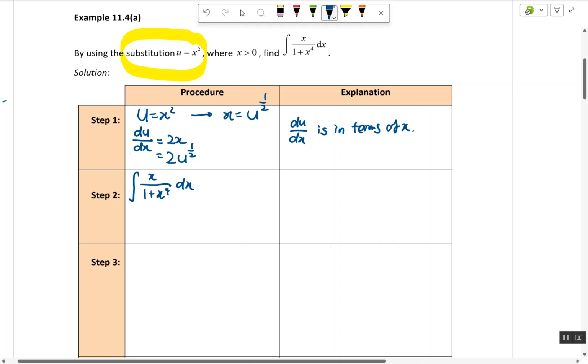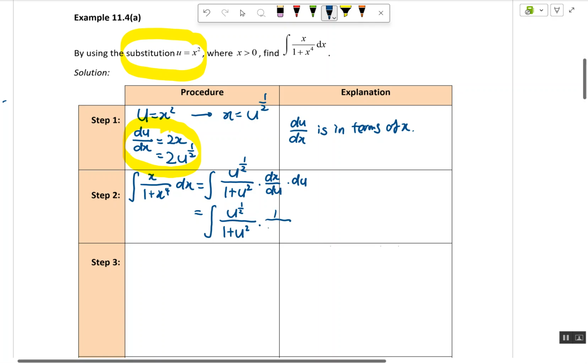So next, I'm going to say that now my integral of x over 1 plus x to the power of 4 dx, I'm now going to change everything into u. Integral of u to the power of half over 1 plus x to the power of 4, which is u to the power of 2, times, now I must have a dx du over here, times du, right or not? And what is my dx du? Du dx is this. Dx du will just be the reciprocal. So this is u to the power of half over 1 plus u squared multiplied by 1 over 2u to the power of half du. Don't forget to introduce your dx du in this.